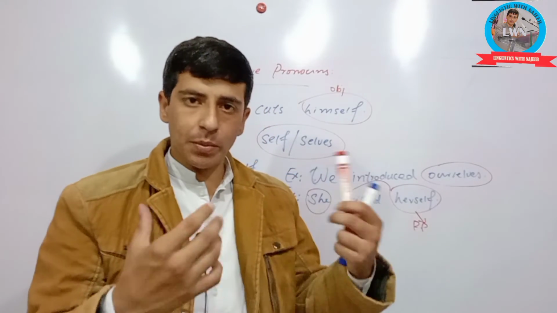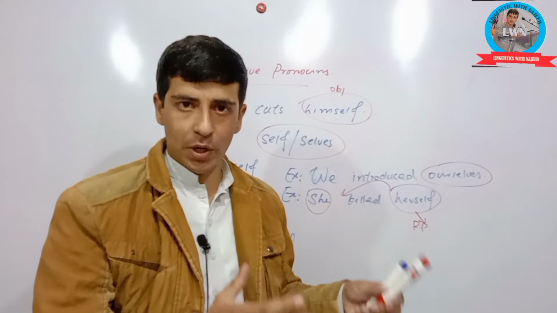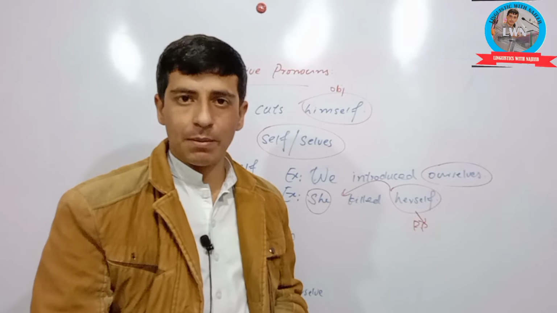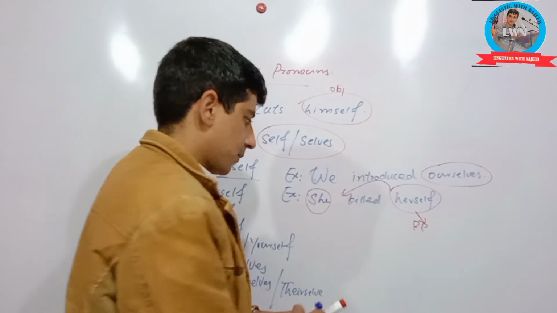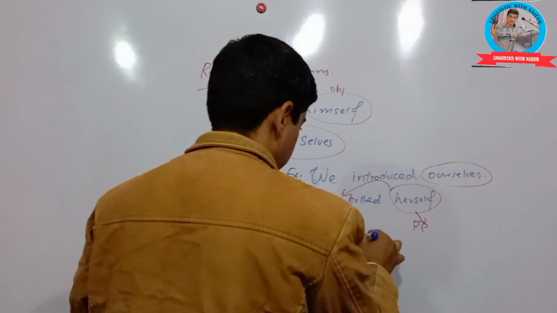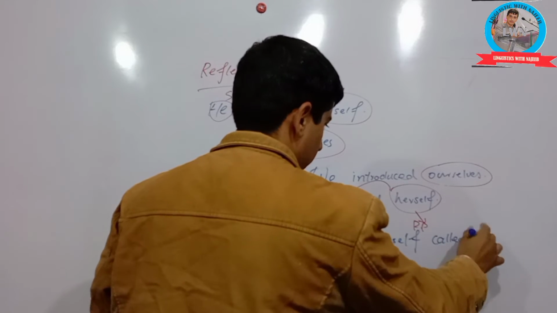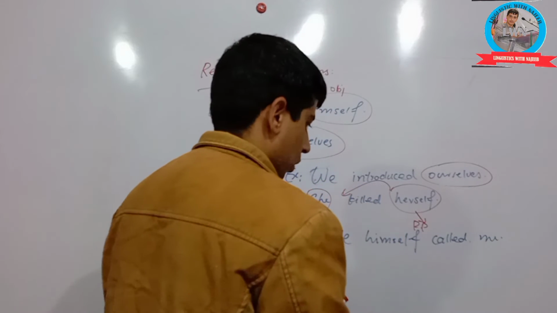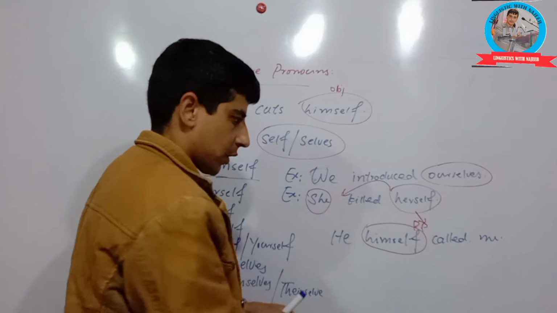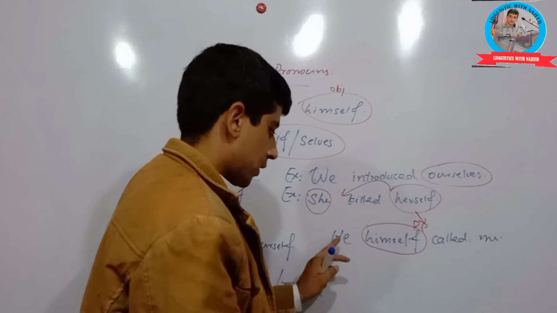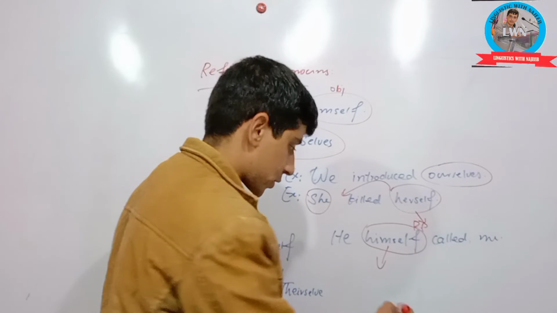So in order to make these reflexive pronouns emphatic, we have to use reflexive pronouns right after the pronoun, for example, and they're going to be emphatic pronouns actually. If I say he himself called me. So right here, this reflexive pronoun is used before the verb and right after the pronoun. It is used just for the sake of emphasis or for the sake of stress.